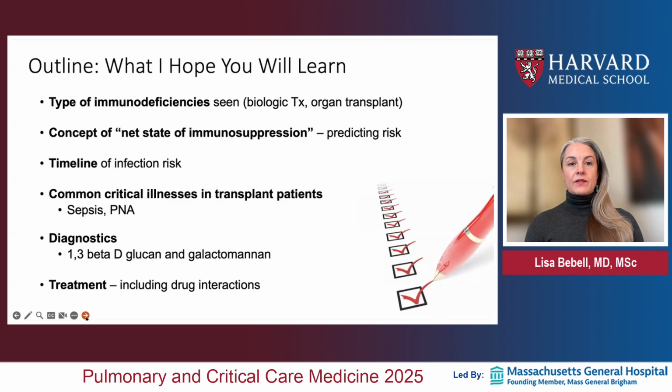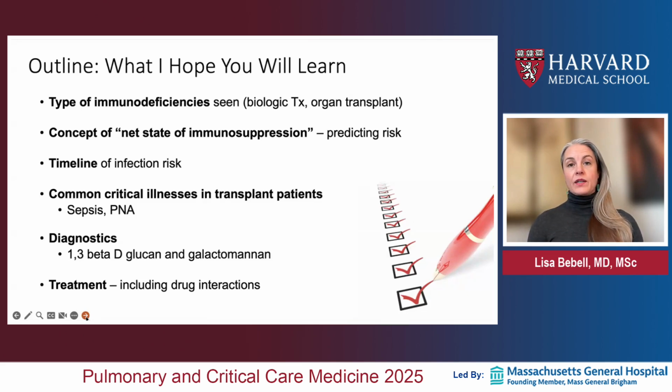So here's a brief outline of some of the things that I hope you'll learn today, and the outline that we'll go through for the rest of this talk. First, I'll talk a little bit about some of the types of immunodeficiencies that we see in our patients who are critically ill. I'll talk about this concept I mentioned about the net state of immunosuppression and how we can predict a patient's risk of certain types of infections.